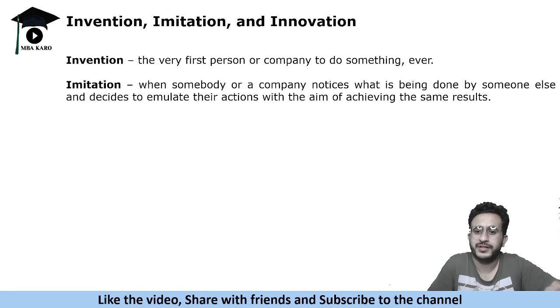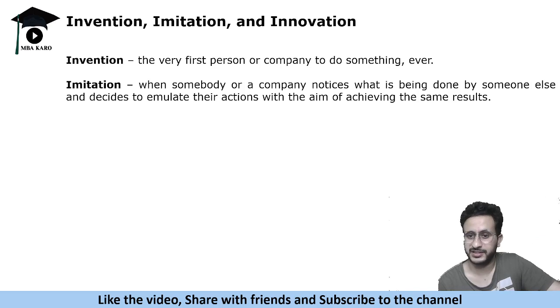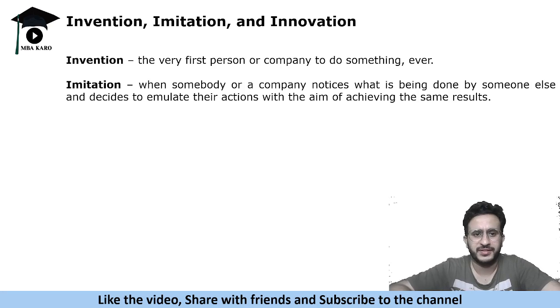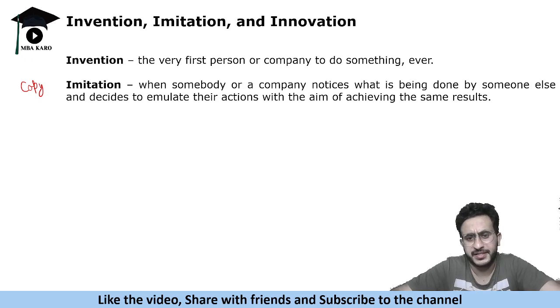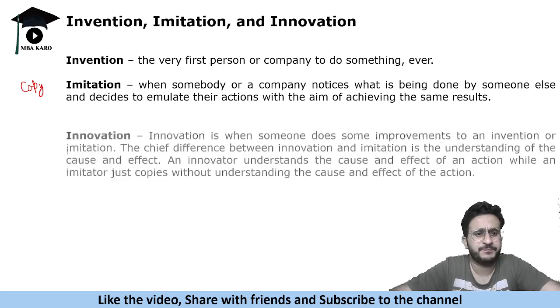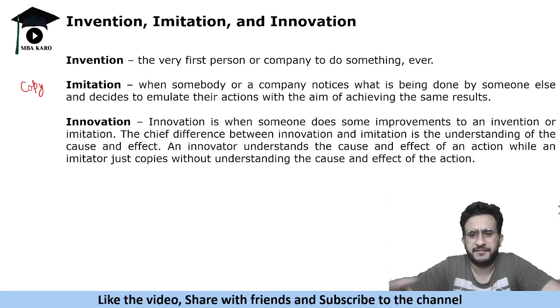So the invention was by Apple, right? They were the first one to bring a revolutionary product, but other companies copied them. When you copy someone, that is called imitation. In one way, you save a lot. You save on the research part, right? The initial research is saved. You just see, okay, this is the technology they are applying, so let us apply the same technology. So that is imitation.